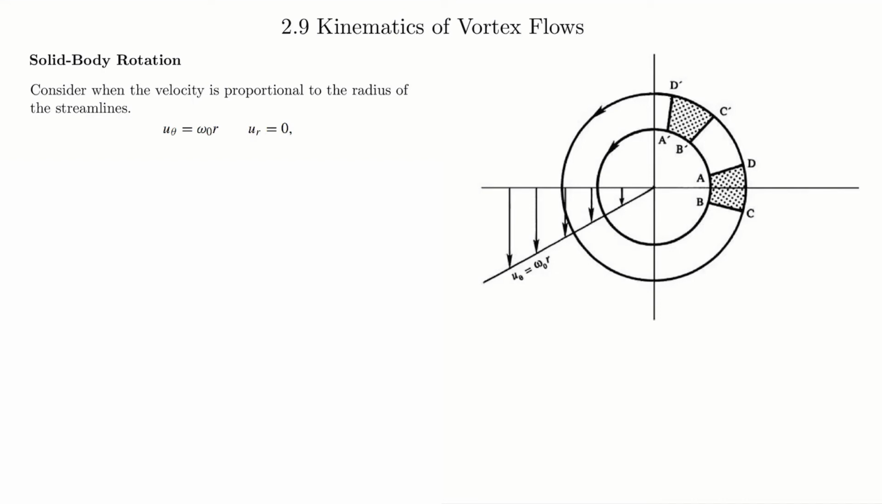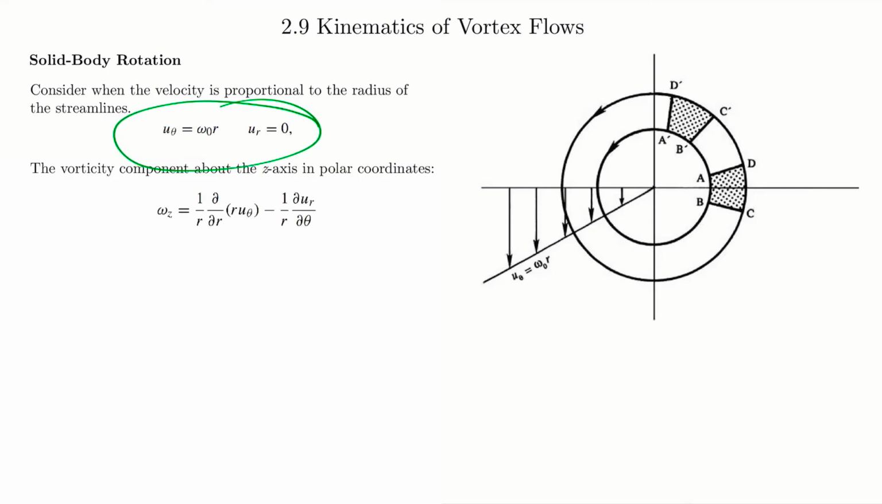Using polar coordinates r and theta, we can write the velocity in this flow like this. Our tangential velocity is proportional to the radius of the streamlines, and we have no flow in the radial direction. And this omega naught is a constant that's equal to the angular velocity of the revolution of each particle about the origin. And we'll see that in a second.